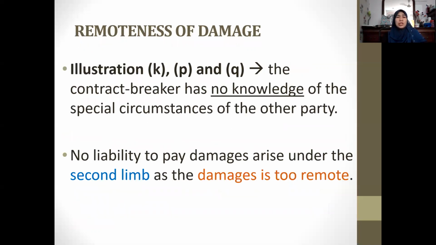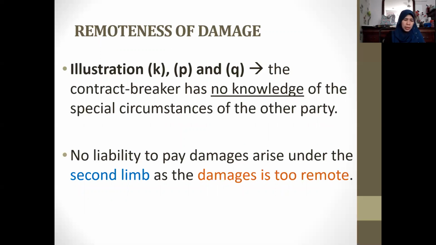Okay, for remoteness of damage, we have illustrations K, P, and Q from section 74. Let me have a look. K is long, you can read on your own. Let me read to you P. P is the shorter one, actually, to save time for the recording here.